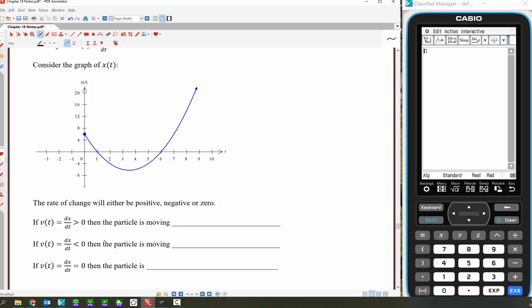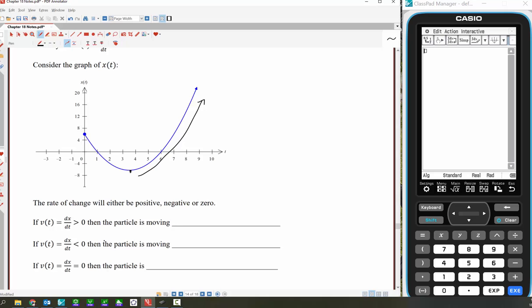What I want to know is whether the rate of change will be positive, negative, or zero. So if v of t, that derivative, is greater than zero, what we're considering here is the movement of the particle based on understanding its velocity. We can see here that the rate of change is positive, all the way along here.